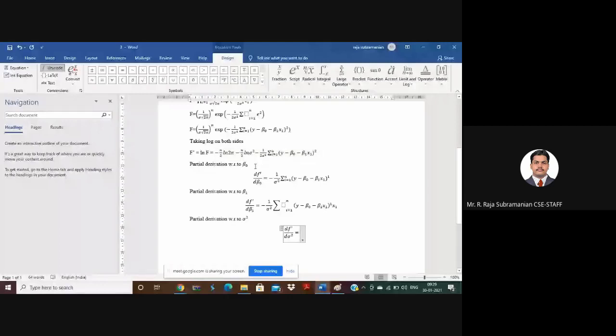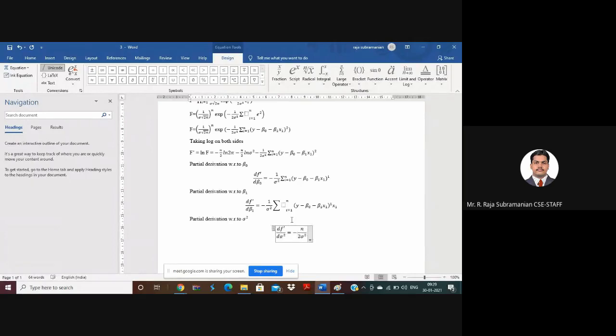First is that sigma squared separately. So I'll get minus n divided by 2 already there, and ln x will become 1 by x when I derivate. So I'll get 1 by x, which is nothing but 1 by sigma squared. So that term I'll take.